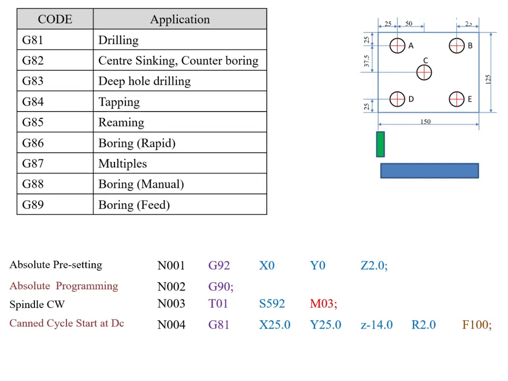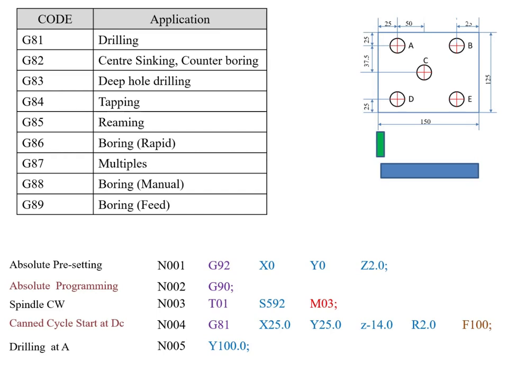Next we have to perform the drilling operation at location A. Here the canned cycle is already on, so once again there is no need to mention the G81 code. Next we have to write the hole location, that is X25, Y100. X25 is already given in the previous block. My next block is N005, Y100.